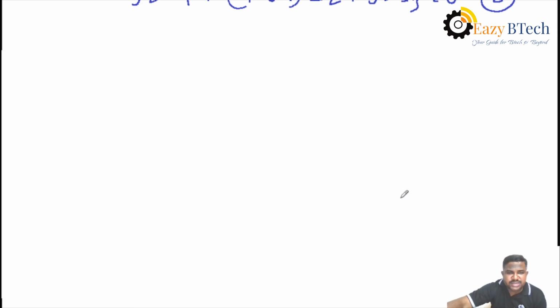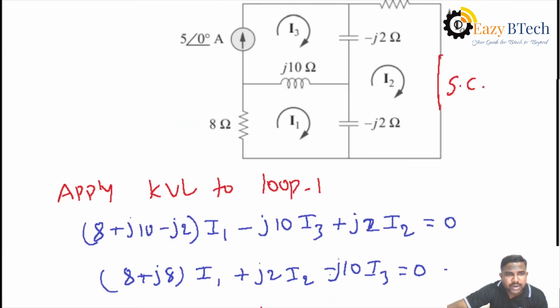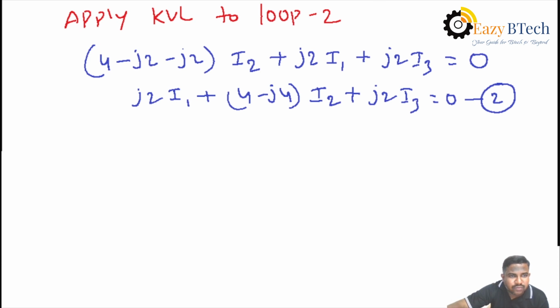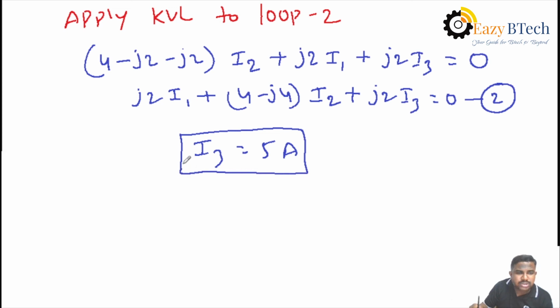Then simply understand the third loop here. What is the third loop? This is the third loop. In the third loop, we already have the current source. This current source of 5 amperes is passing through the third loop. What is the meaning of that? The value of the third loop current is the 5 ampere source. Then from the third loop, the I3 value is 5 amperes. This is the current passing through the third loop. Then based on this I3 value, you can simplify the other equations.